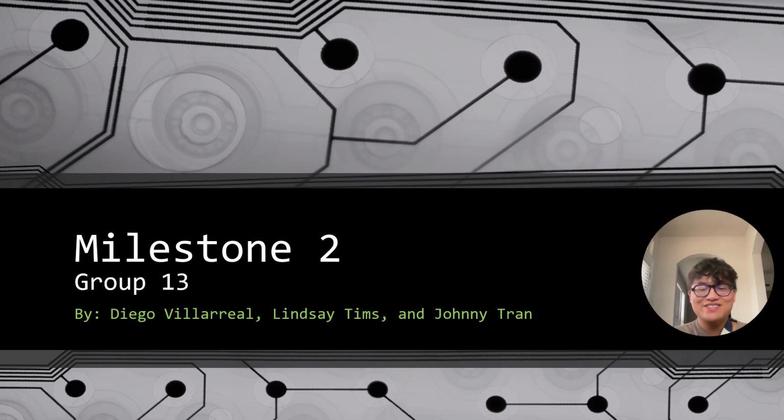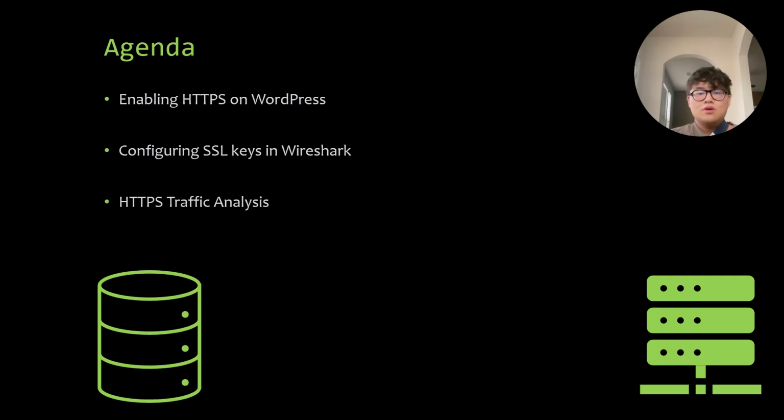Hello! In this milestone, our team, Group 13, consisting of Diego, Lindsay, and me, Johnny, dive into the critical aspect of web security and cryptic traffic analysis. We'll walk through the process of enabling HTTPS on a WordPress site, demonstrate how to configure SSL keys, logging into Wireshark, and analyze HTTPS traffic to understand what's visible and what remains encrypted.